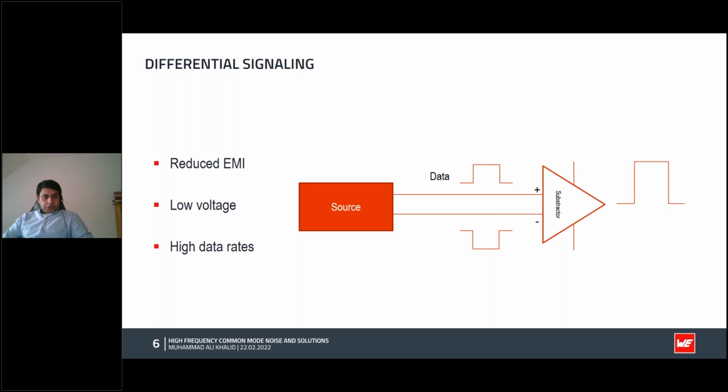So the first one is the reduced EMI in both incoming and outgoing direction. Any incoming electromagnetic interference or crosstalk from other noisy traces gets distributed evenly between the positive and negative lines or traces, which means that the noise, or the change in amplitude, is already reduced.